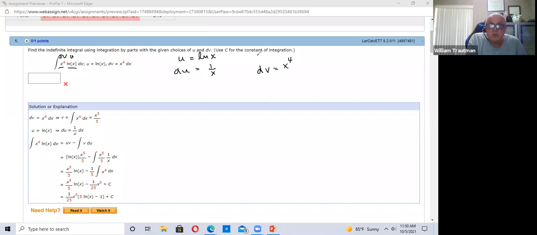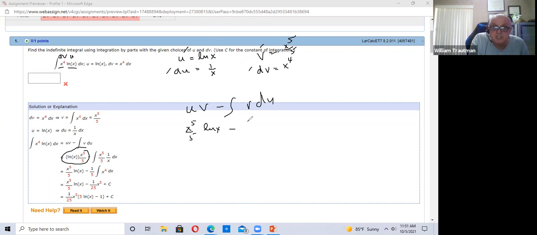x to the 4, and when you integrate that, you get x to the 5 over 5. So now I have them all set up, u, du, v, dv, and you plug it into the formula: u, v, minus the integral of v du, and just plug them in. They plugged them in for us. This is what they got: x^5 over 5 ln x minus the integration of v, which is x^5 over 5, times du. du is 1 over x.